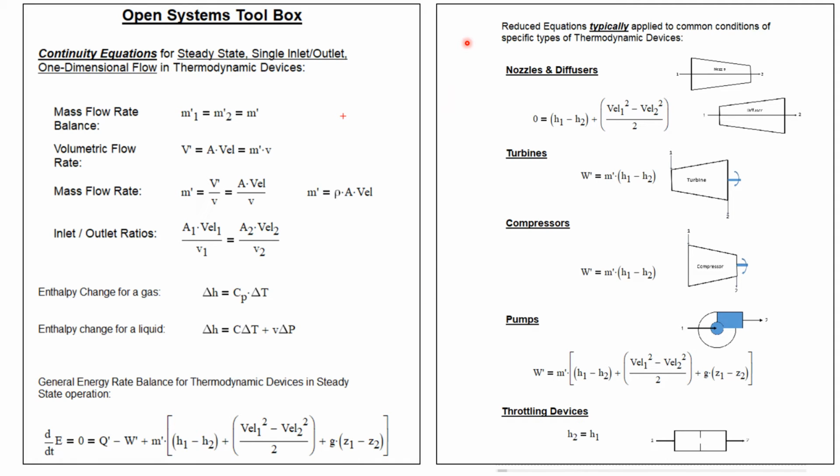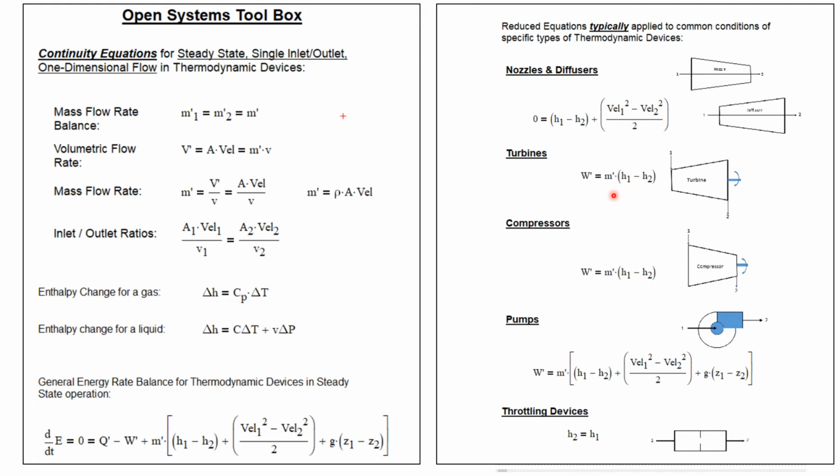And we applied this energy balance to various thermodynamic devices. The first two devices we looked at were nozzles and diffusers. Nozzles speed up the velocity and diffusers slow down the velocity. That's their primary function. And if we ignore changes in potential energy and any heat transfer that may take place between the surroundings and the system, then our energy balance can be reduced to 0 is equal to H1 minus H2 plus V1 squared minus V2 squared over 2.